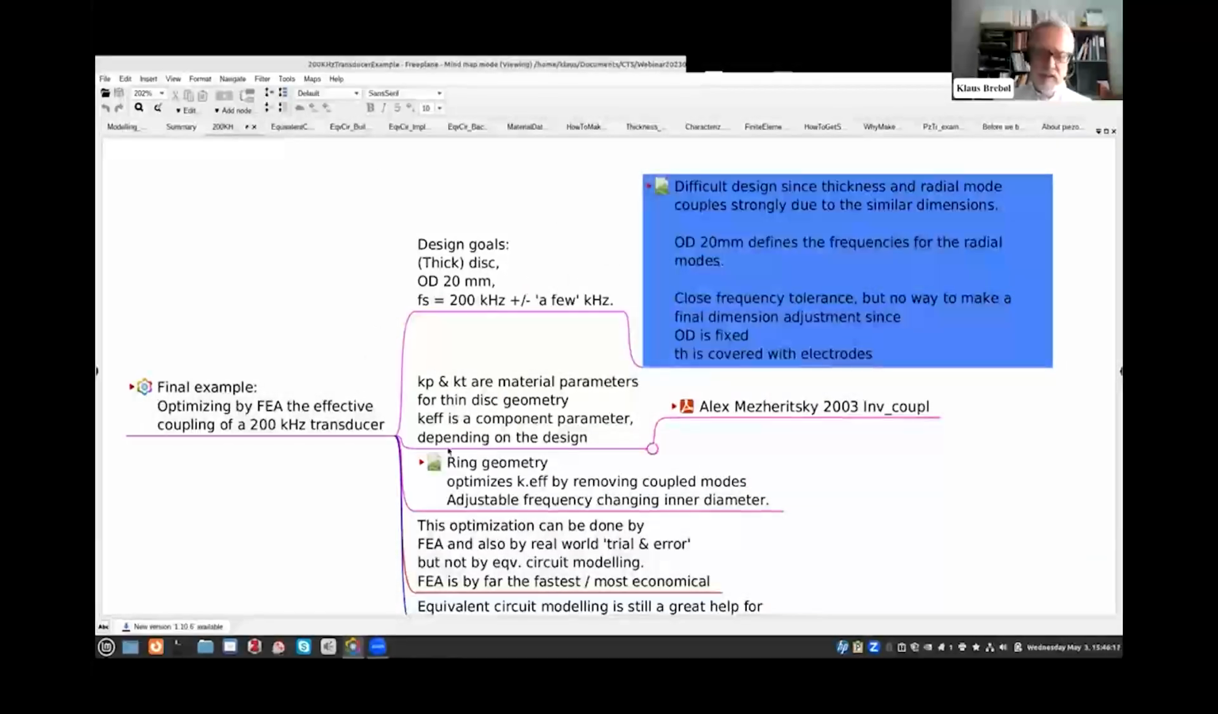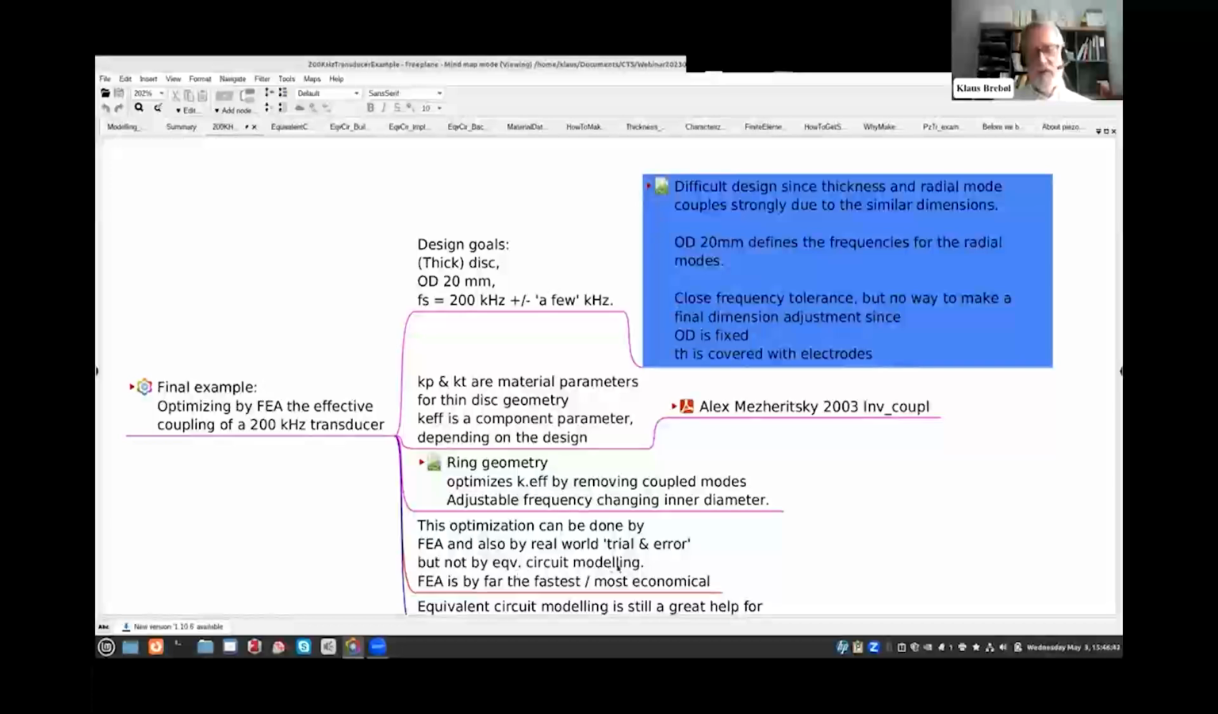And this is a small task, but it's a place where the finite element is extremely useful, because in very short time, you can do an optimization process, a lot of what-ifs, and get a result like you wanted. You can also do this in real world trial and error, but it will take a lot more resources.